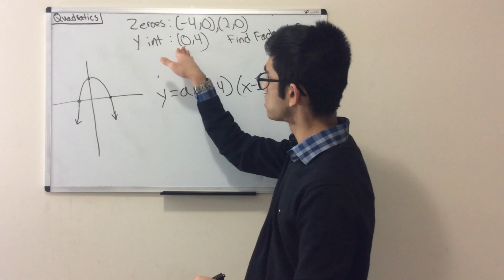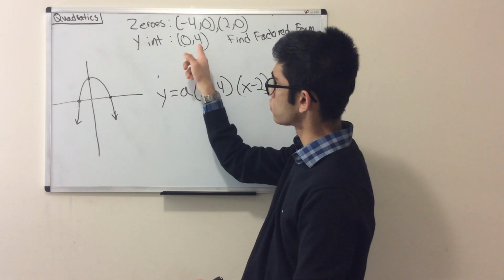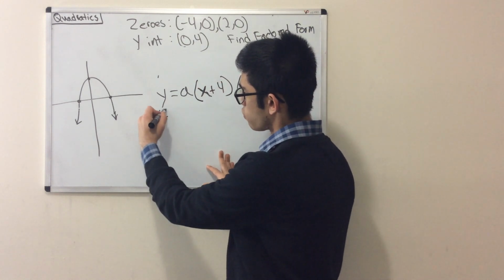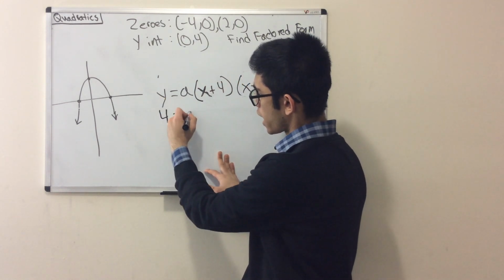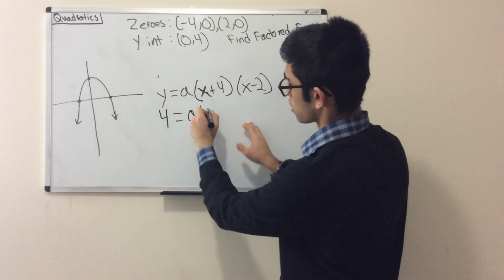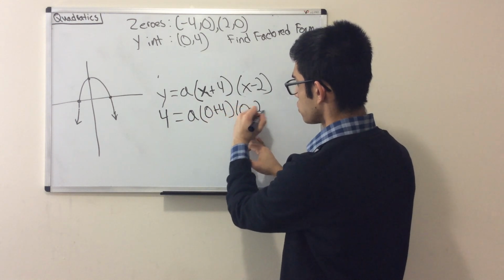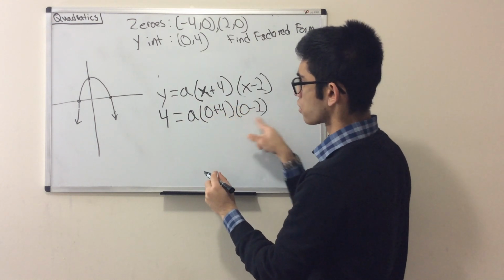So I plug in 0, 4. Wherever I see y and x, I plug in the coordinates. So 4 is my y coordinate, so 4 is y. And a I don't know, I'm solving for. And 0 plus 4, right, because x is 0. 0 plus 4 and 0 minus 2. Simple, right? 0 plus 4, 0 minus 2.